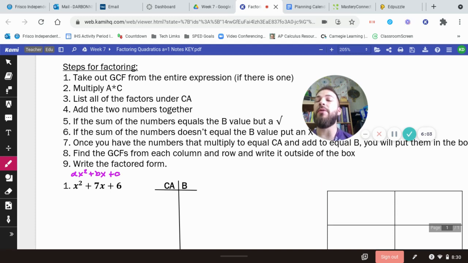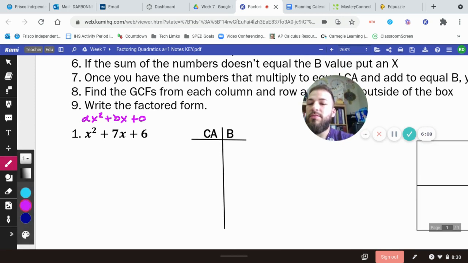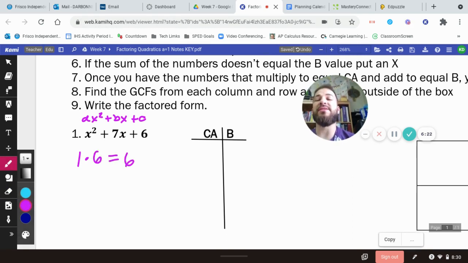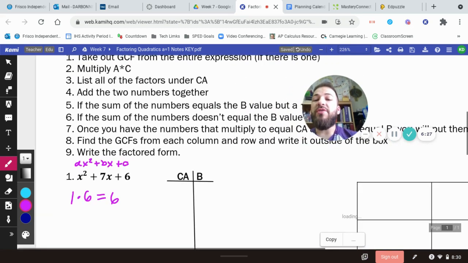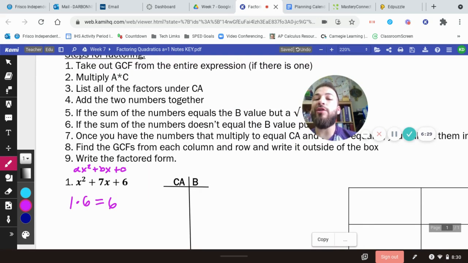So step 2, we want to multiply a times c. So 1 times 6, remember, 1 the number in front and 6 the number at the end, and that is equal to 6. Once we do that, we want to list all of the factors under the CA section. So 1 times 6 equals 6. That's our A times C.